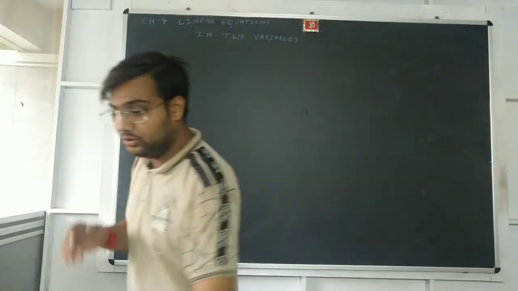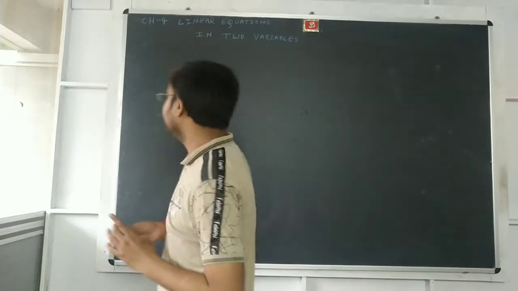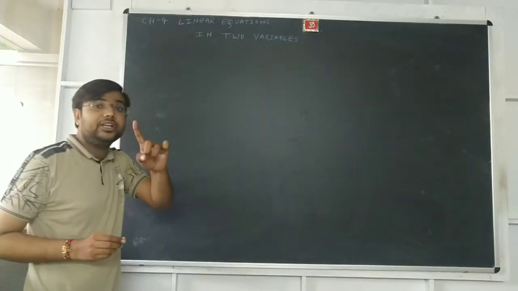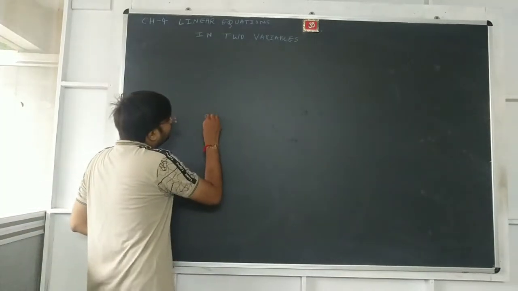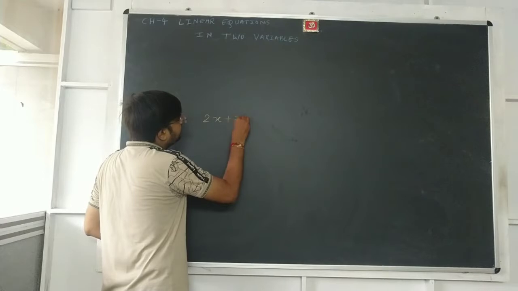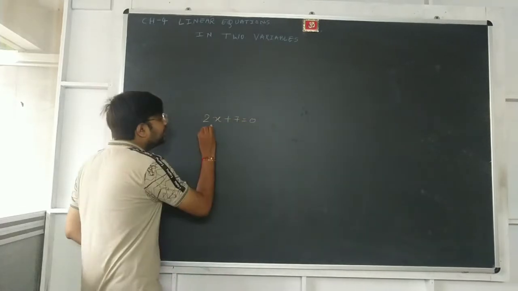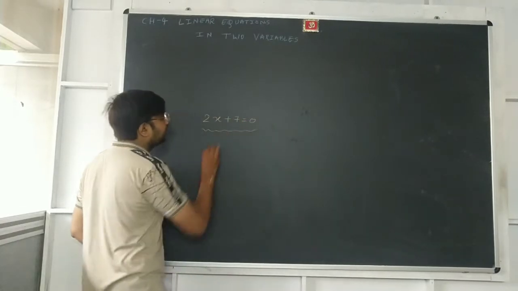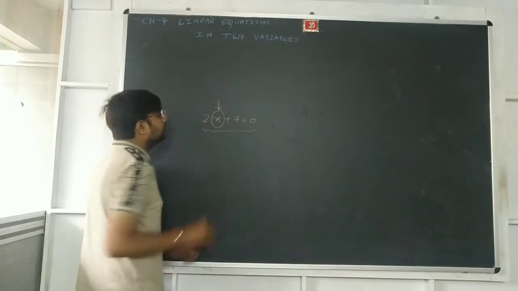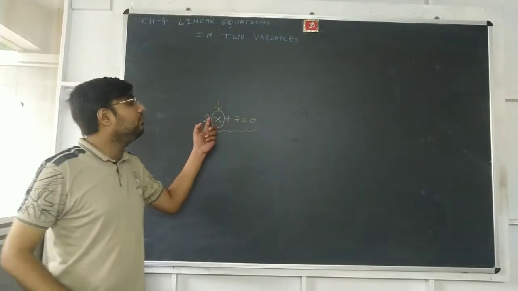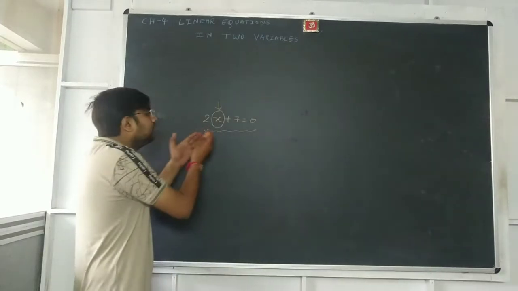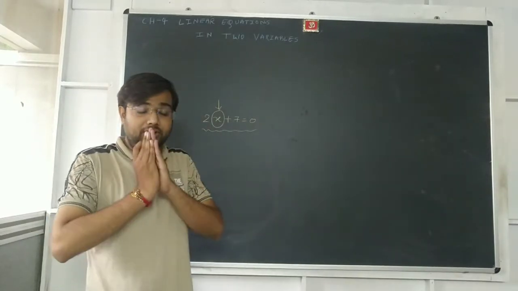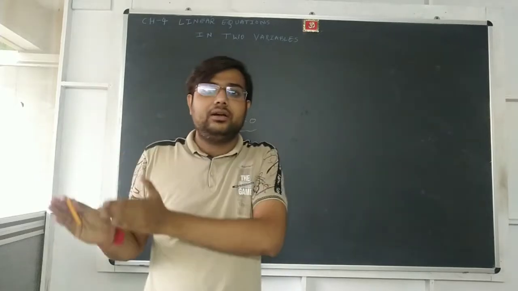So first we studied linear equations in one variable. What is a one variable equation? It is 2x plus 7 is equal to 0. Here, what is the variable? X. It is one variable, so it is called a one variable equation. We know all this information from standard 8.